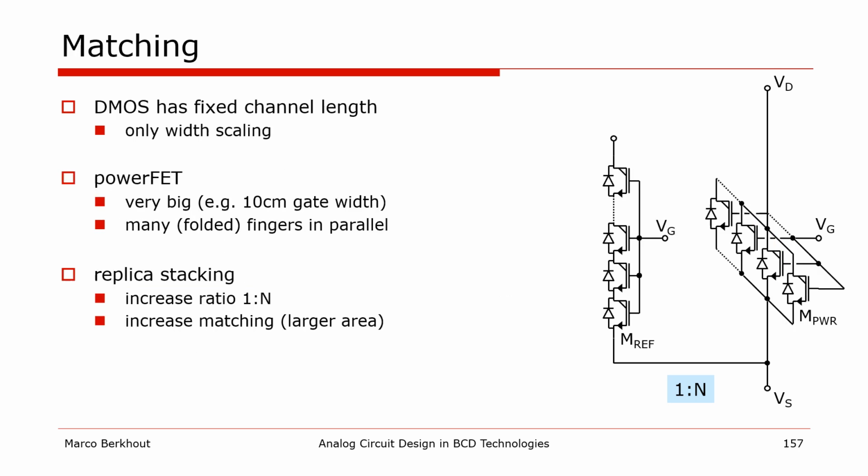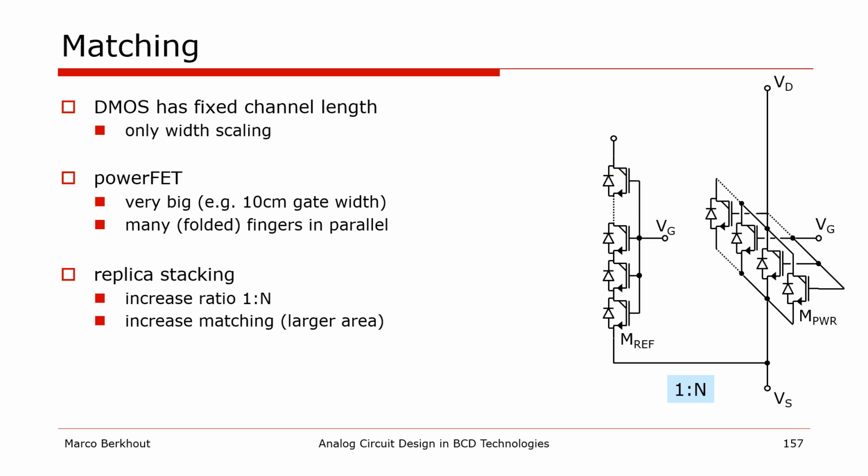As explained in the first part of this tutorial, DMOS transistors have a fixed channel length, which means that only the width can be used for scaling. Power FETs are very big. A gate width of 10 centimeters is not exceptional, and typically many folded fingers are used in parallel. The replica, on the other hand, needs to be small to get a high ratio, and this results in poor matching. A simple technique to improve the matching is to build the replica as a stack of devices. This gives a higher ratio and also improves the matching because a larger area is used.